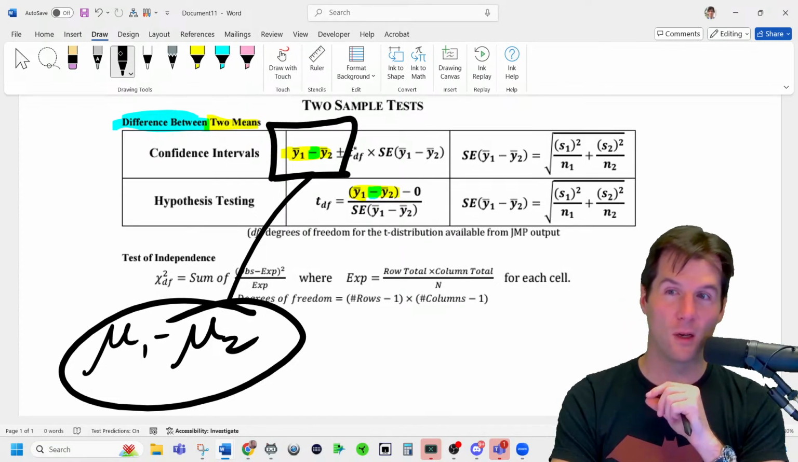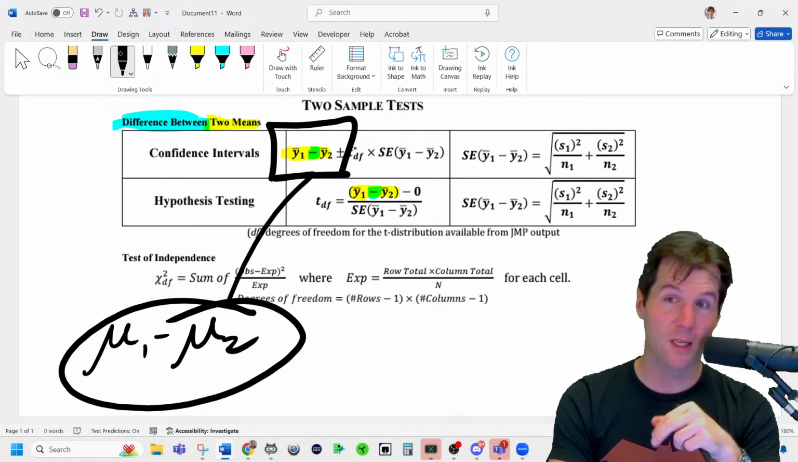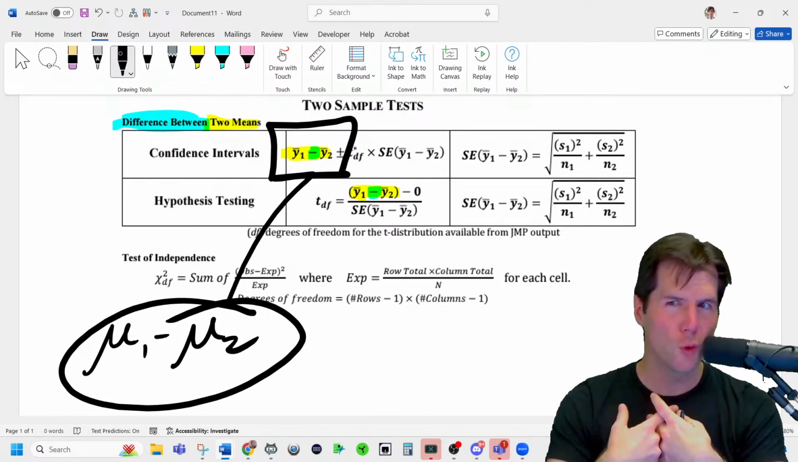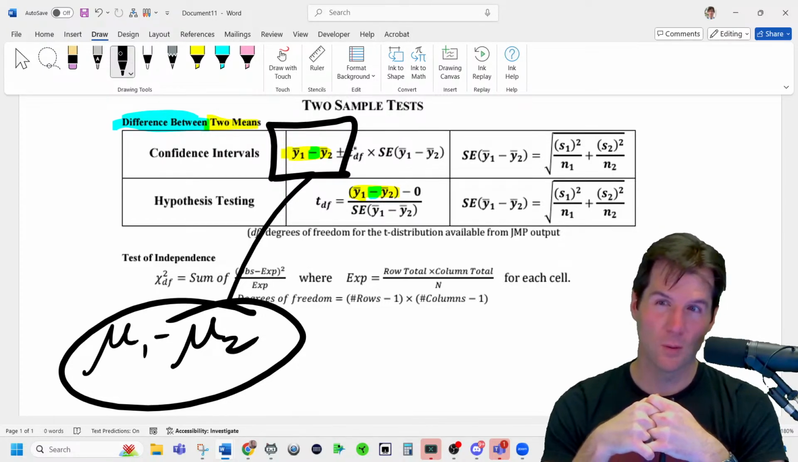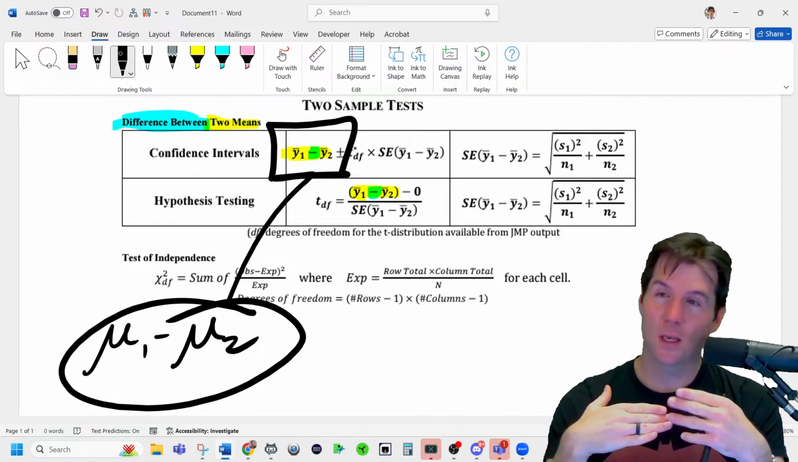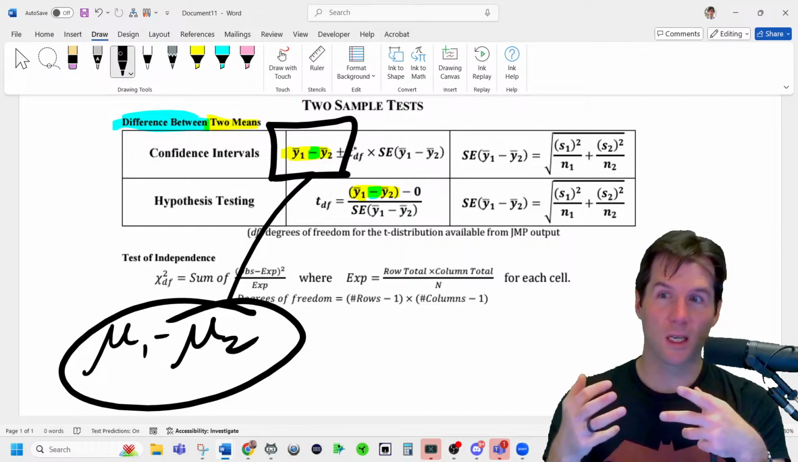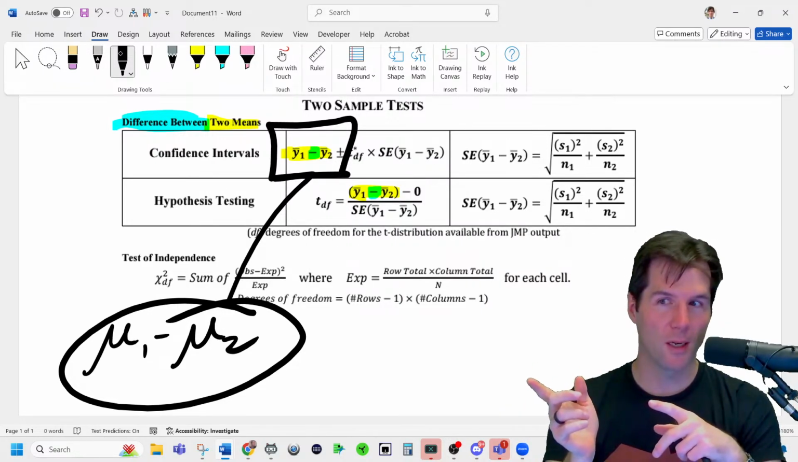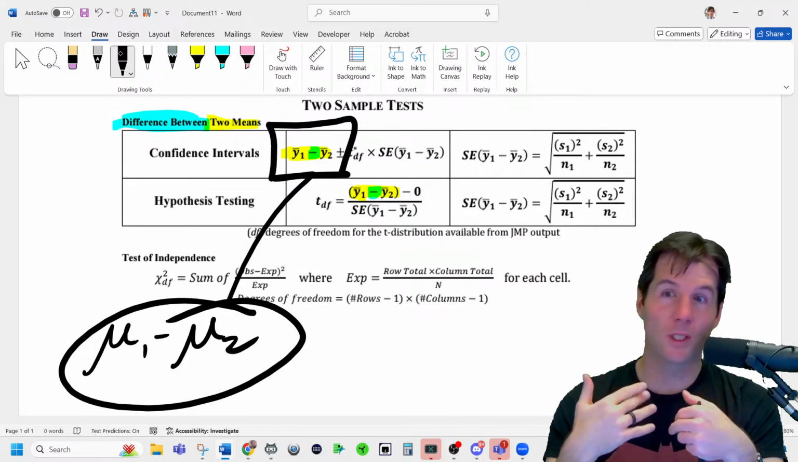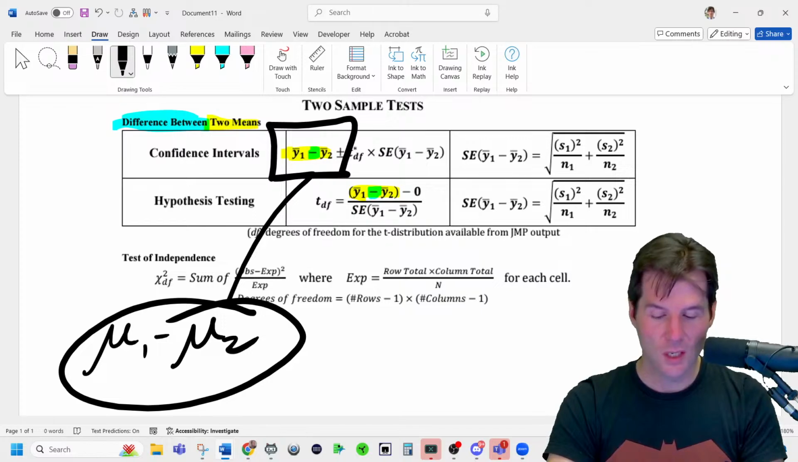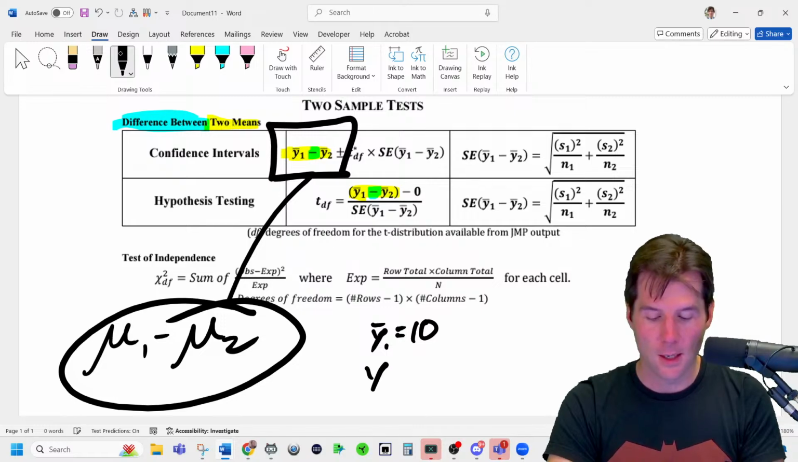So the interval of y bar 1 minus y bar 2 is trying to estimate the true difference between mean 1 and mean 2. And you have to think of examples with this, like when would you use this? Well, maybe you want to test who's better at basketball, Darren or Brian. So you watch Brian play a bunch of games, and you watch Darren play a bunch of games. So you see the mean for Brian, which we'll call y bar 1. Brian got an average 10 points in the game, and Darren got on average 22 points in the game.